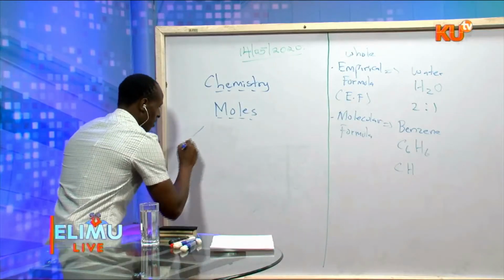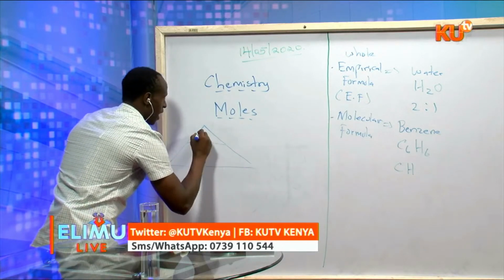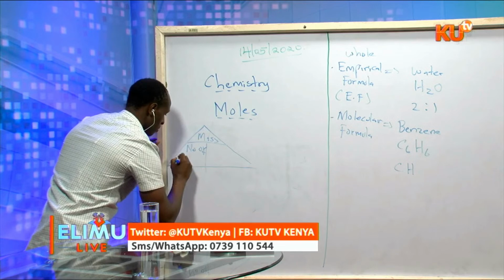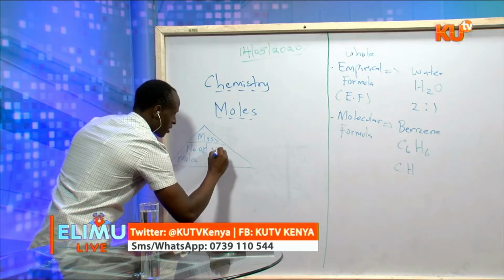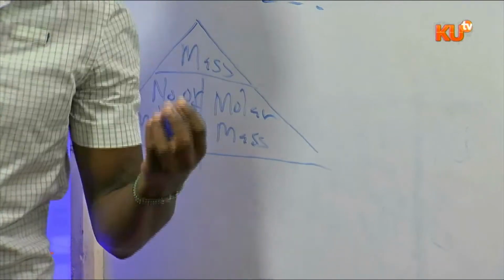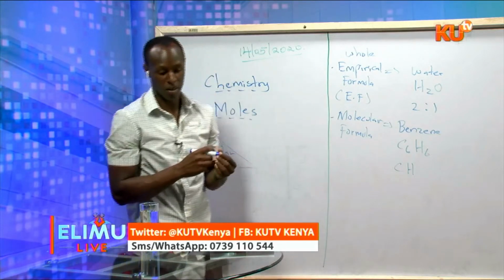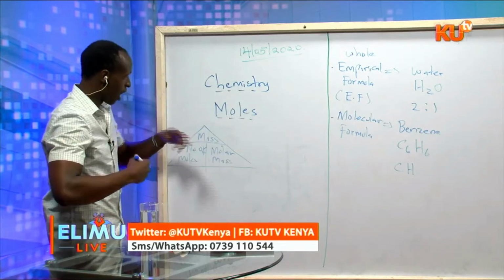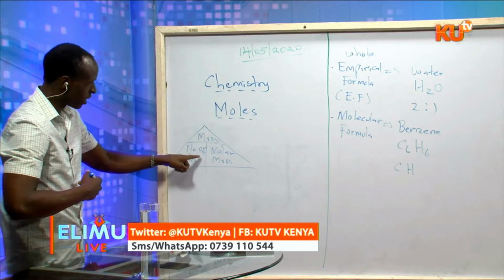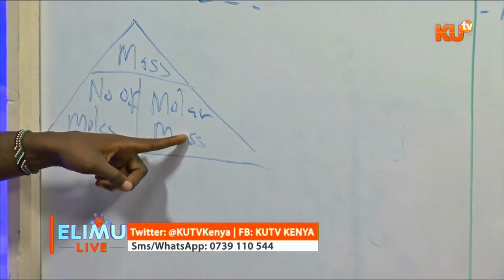The first one, we have this triangle here. On top here, I'll write mass. Here, I'll write number of moles. And here, I'll write molar mass. Molar mass, sometimes some books will refer to as relative formula mass, RFM, or relative atomic mass, RAM. So how do you understand this triangle? It means when you want to calculate mass, mass equals number of moles times molar mass.